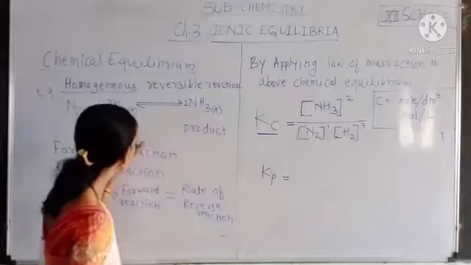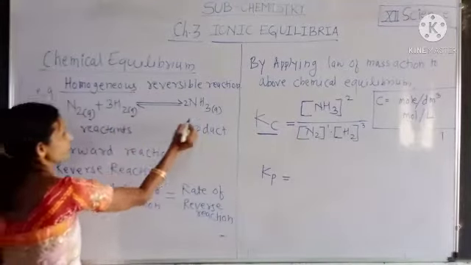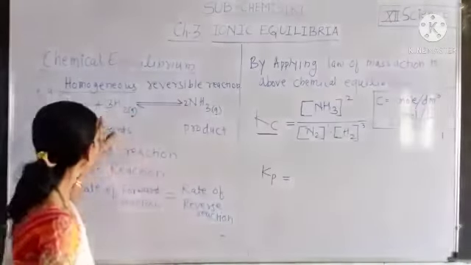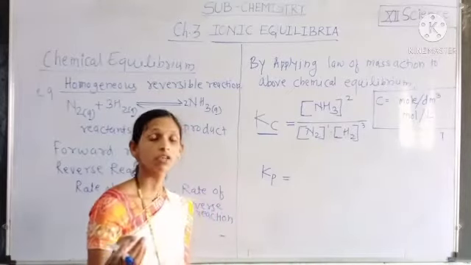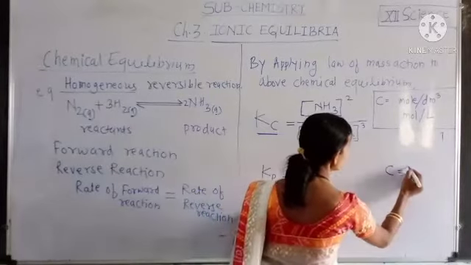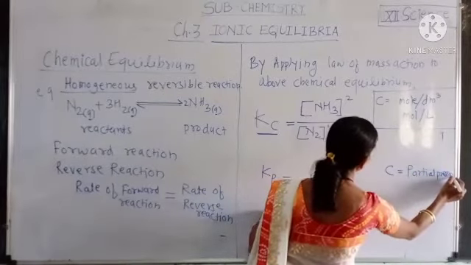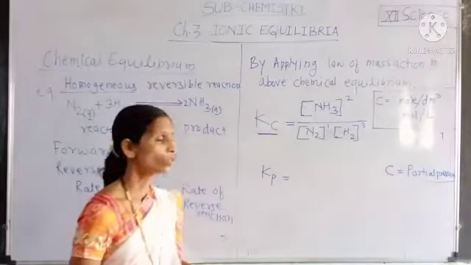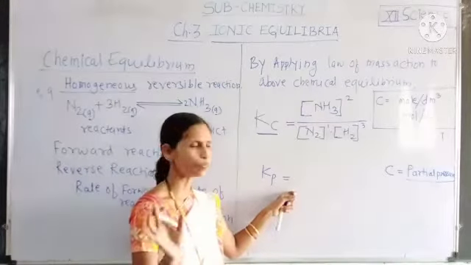Then if the same reaction, the same chemical equilibrium, is carried out in gaseous state, then the concentration of a gaseous substance is measured in partial pressure. That is, the partial pressure of that gaseous substance is considered to write down the concentration of the reactants and products.